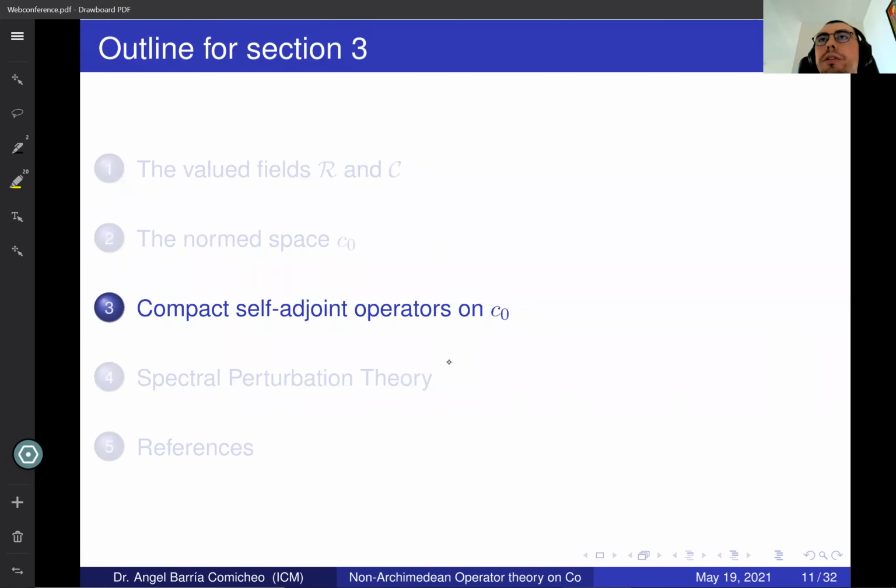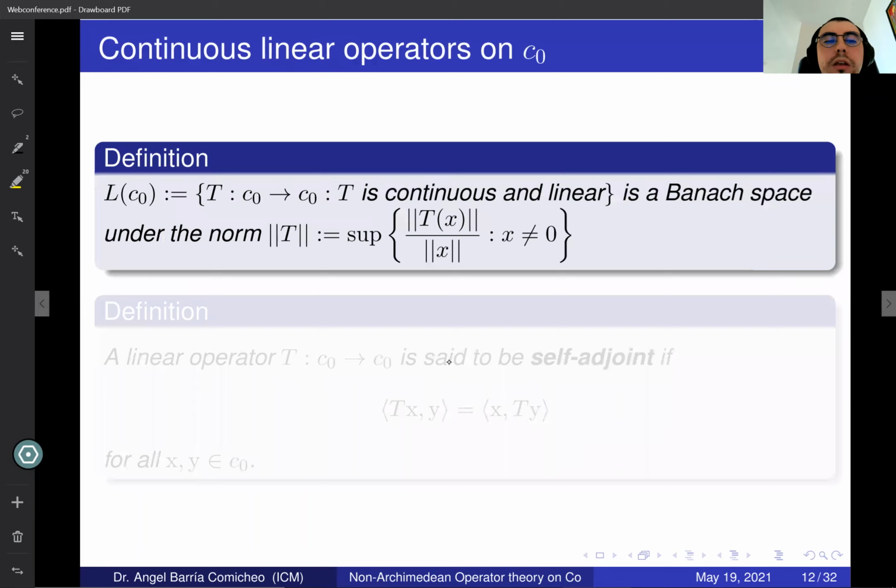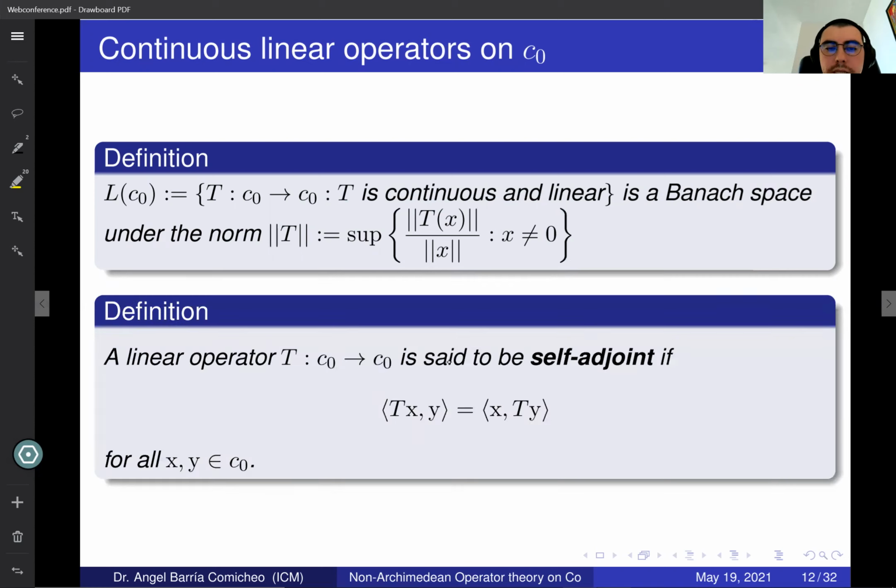Now let's talk about operators on c0. Let's consider L(c0), which is the space of all continuous linear operators from c0 to c0. This is a Banach space under the standard norm, defined in this way. And this norm is non-Archimedean, so it satisfies the strong triangle inequality. And just for completeness, I need the definition of a self-adjoint operator, which in this context is just an operator from c0 to c0 satisfying this equality for every vectors x and y in c0.